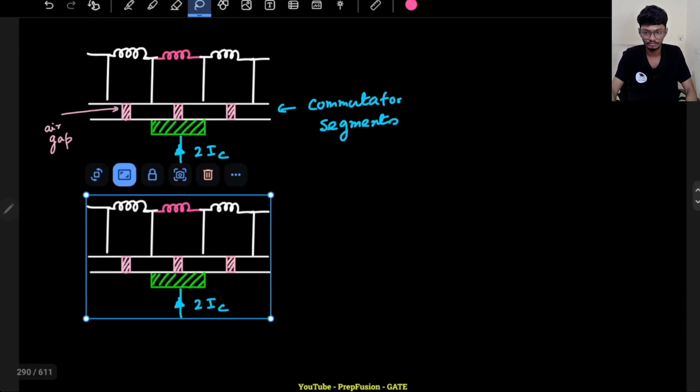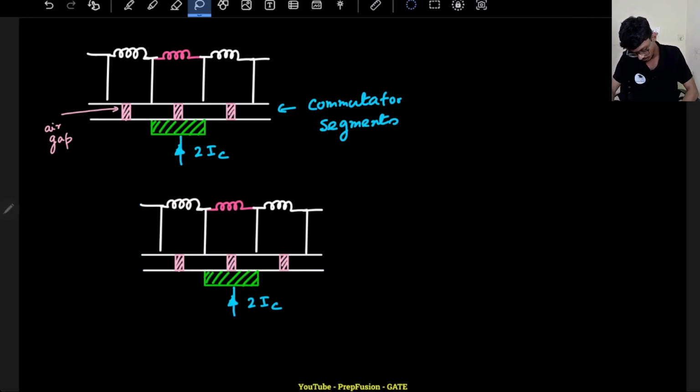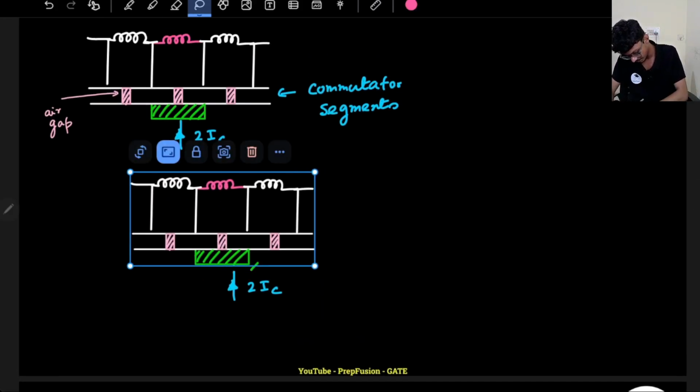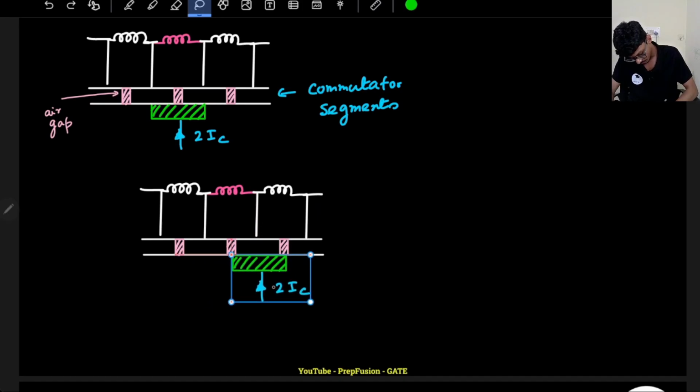So what is happening over here is that initially, let's assume that all of the current is flowing through this single coil only. Okay, let me change the position. Let me start with this. That will be easier for us to understand. If I assume it to be somewhere here, between the two commutator segments, I mean between the two air gaps, right?